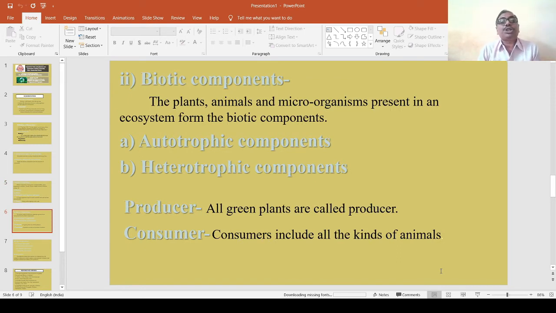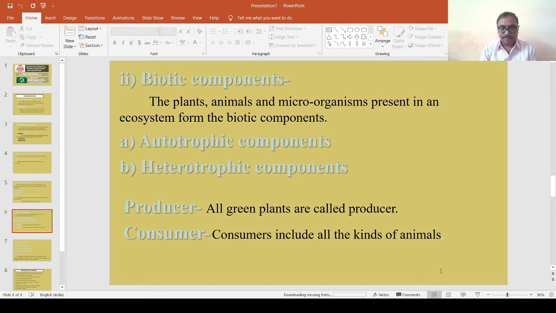Another component of ecosystem structure is biotic component. The plants, animals, and microorganisms present in an ecosystem form the biotic components. Here, autotrophic components, heterotrophic components, producer, consumer are most important. About the first, that is the autotrophic components. Autotrophic components are the green plants which can prepare their own organic food from inorganic substances like H2O, CO2, and minerals in the presence of sunlight.